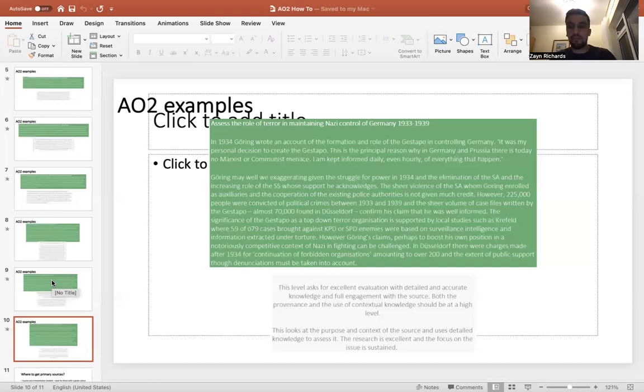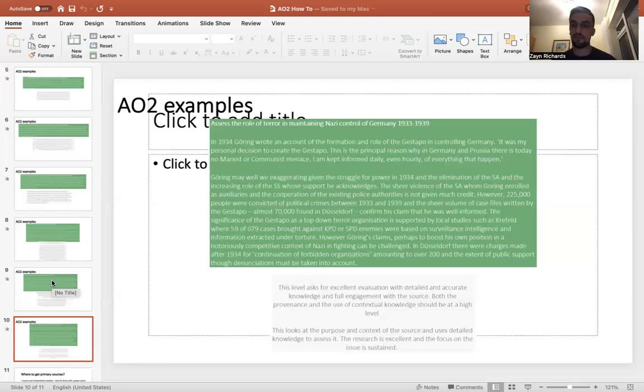And then in terms of the provenance, where it says Göring claims perhaps to boost his own position in a notoriously competitive context of Nazi infighting can be challenged. In Dusseldorf, there were changes. So there is consideration there. I would argue that they could have taken the provenance even further. So I wouldn't have given this full marks for AO2. I would have given this like a 9 out of 10. I think they could have done it a little bit more in terms of the provenance. They've done so much on context.